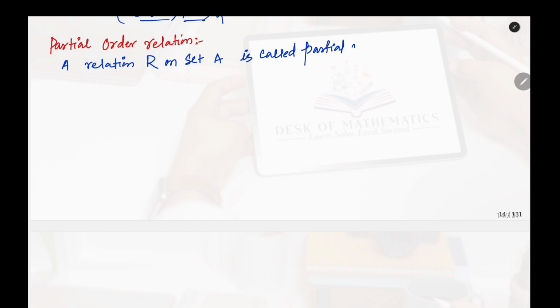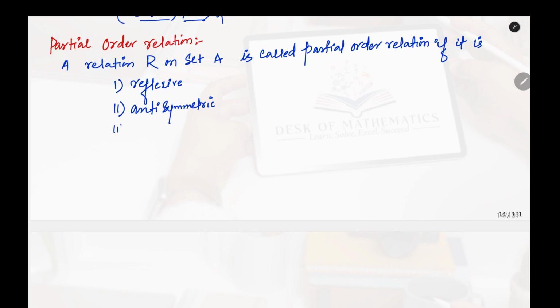partial order relation if it is reflexive, if it is antisymmetric, not symmetric but antisymmetric, and it is transitive. So a relation that is reflexive, antisymmetric, and transitive, we say is a partial order relation. For example, I have a relation, here we just change the sign, I will write this sign from A to A.